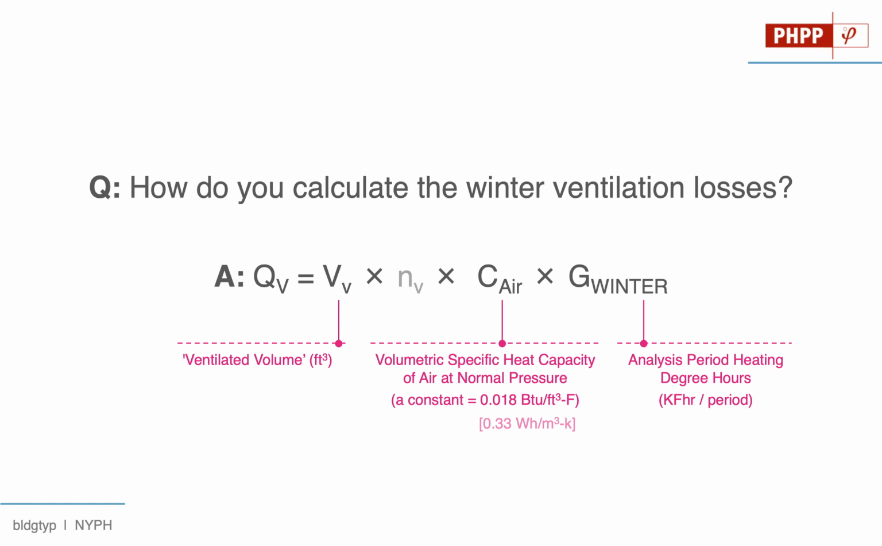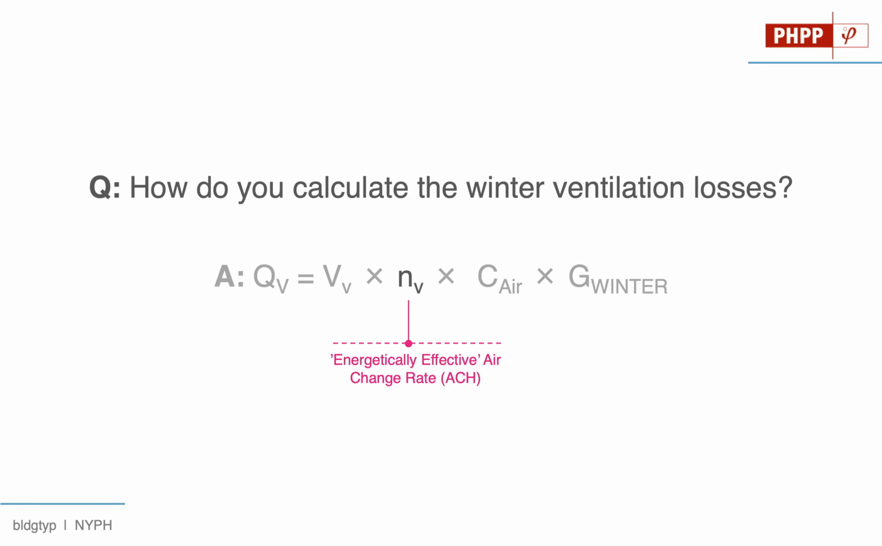The others are straightforward. But what about the weird one? What about that N sub V? What the heck does that refer to? Well, the N sub V is described in the PHPP as the so-called energetically effective air change rate. And that's a mouthful, but break it down into pieces. First of all, an air change rate, an ACH.